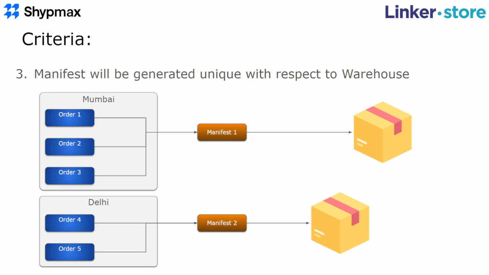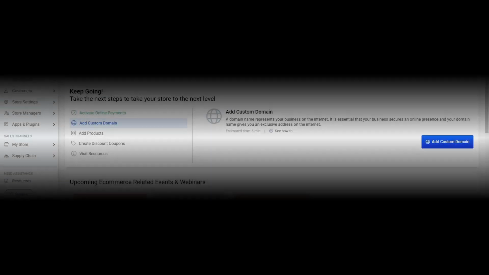So if you have warehouses at multiple locations, in that case, for each location, you'll get one manifest. This bifurcation will be done by the system itself. So you don't have to do the bifurcation manually, but while you're packing the orders, you have to keep that in consideration. The other two criteria explained earlier will definitely apply on this. So again, all orders from a single warehouse will go into one manifest.